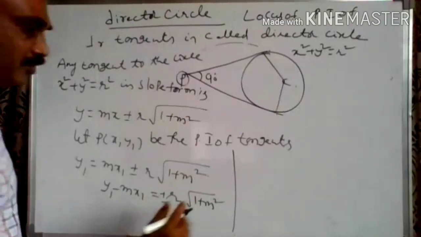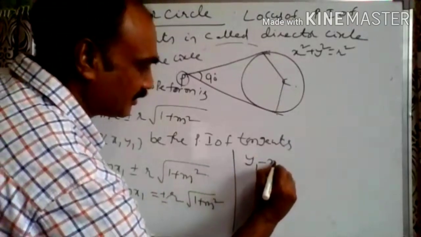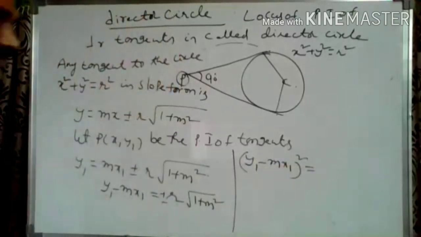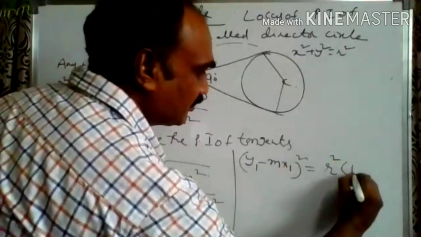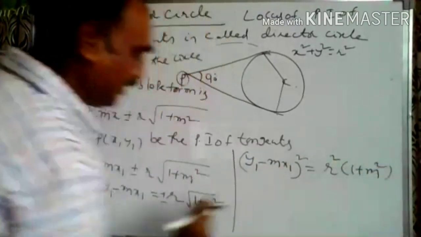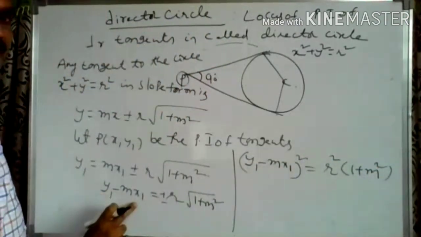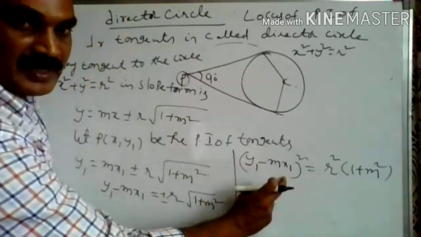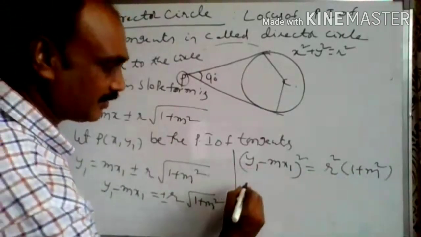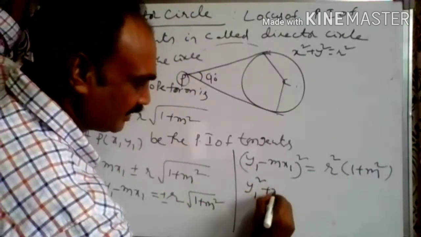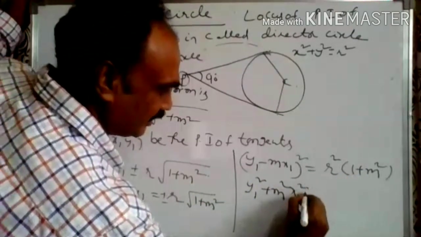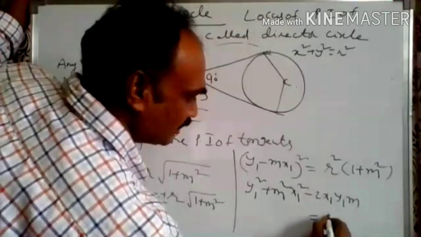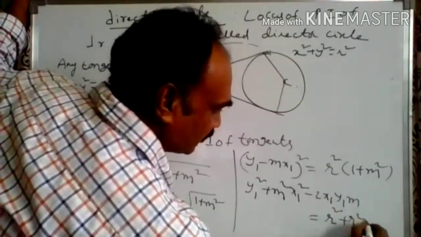Next, squaring on both sides, (y1 minus mx1) whole square is equal to r square into (1 plus m square). Expanding this one, (y1 minus mx1) whole square is equal to y1 square plus m square x1 square minus 2 x1 y1 into m, is equal to r square plus r square m square.